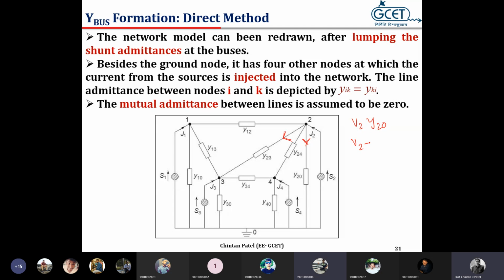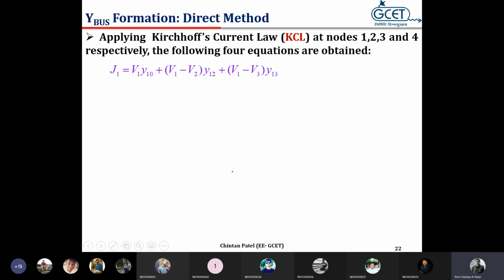It is V2 minus V3 into Y2, V3 potential difference into Y23. And similarly between bus 2 and 4, it is V2 minus V4 into Y24. Okay. Likewise, for all the 4 buses, we can write down the KCL.